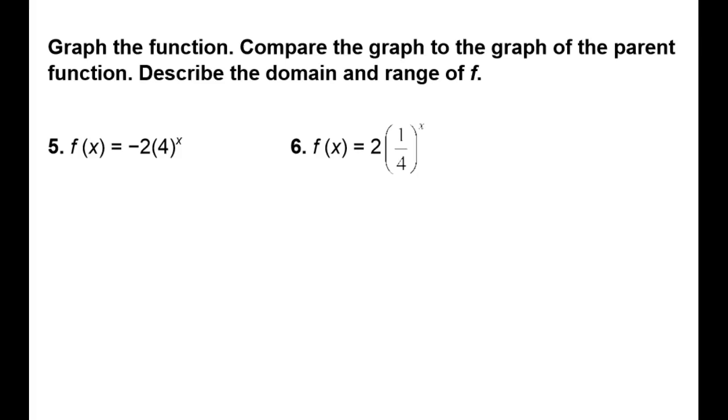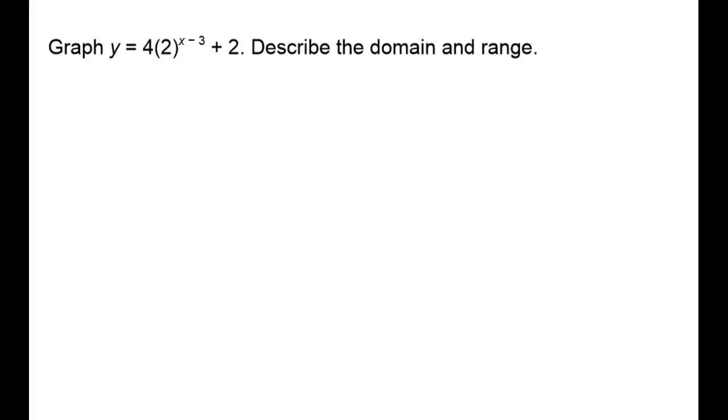So now here's a couple monitoring progress problems again. Go ahead and try these ones and see how you're doing. This right here is going to be example number 5 if you're following along in your book. Here I'm supposed to graph y equals 4 times 2 to the x minus 3 plus 2. Describe the domain and range.